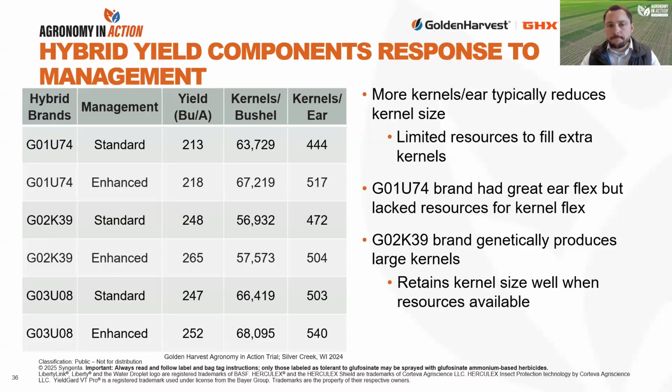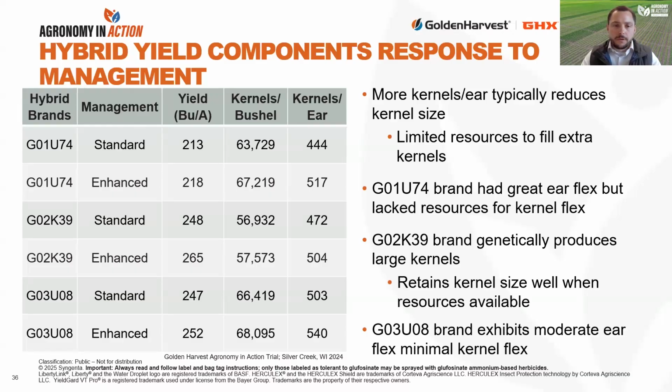If we compare that with O2K39, we've known over the years that if we have the available resources to keep the kernels, we can get significantly large kernels. And finally, the O3U08 showed that it was moderate. We had the ability to flex it both ways and at both capacities. So with the two new hybrids here that are going to be very strong staples in our lineup going forward, it's nice to know this, and we're going to continue to build on this in the future. So I want to pause the conversation here a little bit around this trial.